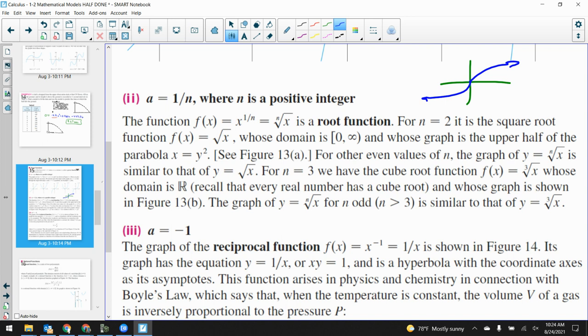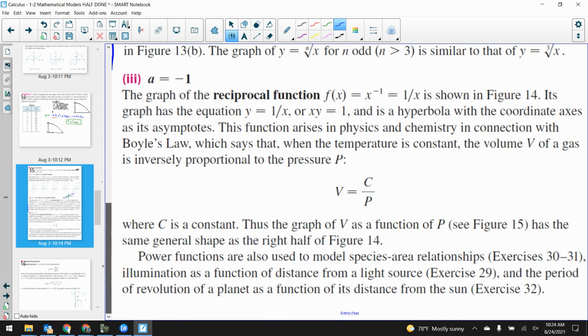We can have reciprocal functions, or what I would call inverse variations. Remember, when we put an x into the denominator, meaning we have x to the negative 1 power, it puts it as 1 over x, which is that hyperbola with the two tails, where we have one happening in the first quadrant, one happening in the third quadrant. Its equation is y equals 1 over x, or xy equals 1. It's called a hyperbola with the coordinates and axes and asymptotes and all sorts of fun stuff.